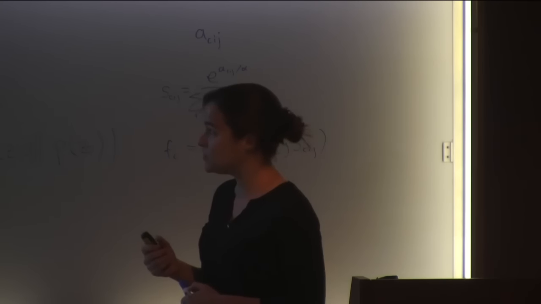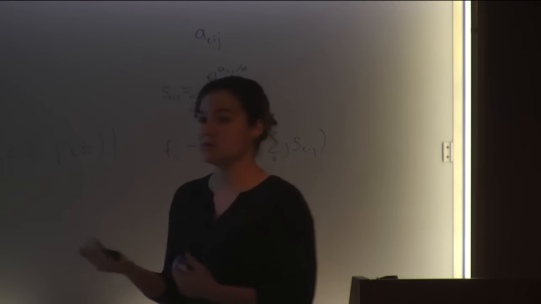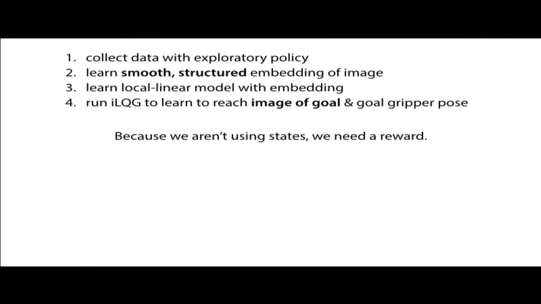OK, and so now we have our low-dimensional embedding of the image. Because we aren't using the low-dimensional state of the system, we need some sort of reward or objective on our embedding in order to apply a model-based RL method. We need a mapping that tells us, given an image, what is the cost of that image? What is the cost of that embedding?